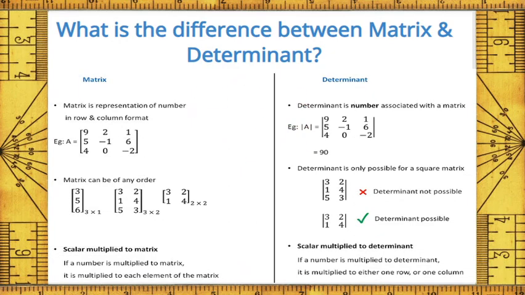The basic difference is matrix is the representation of numbers in row and column format, but determinant is a special number associated with a matrix. Matrix can be of any order, and at the same time determinant is only possible for a square matrix. Third and very important difference: when we multiply any scalar, any constant, to a matrix, it means we have to multiply all the elements with that number. But when we multiply any number with a determinant, it means we have to multiply with all the elements of any one specific row or any one specific column.